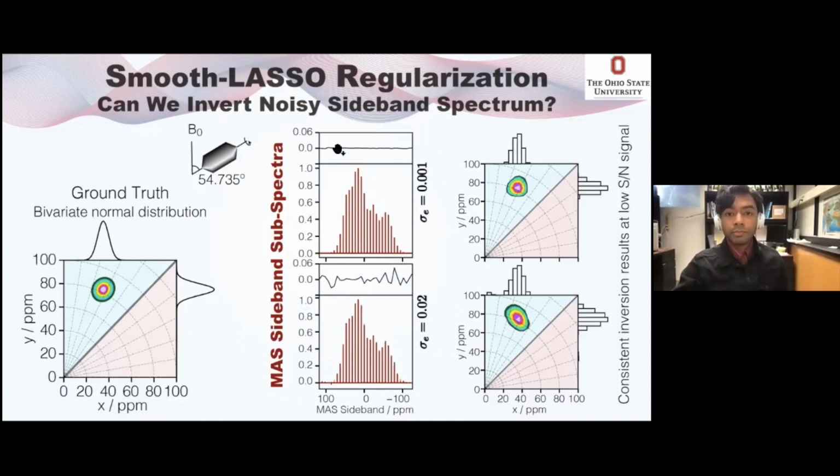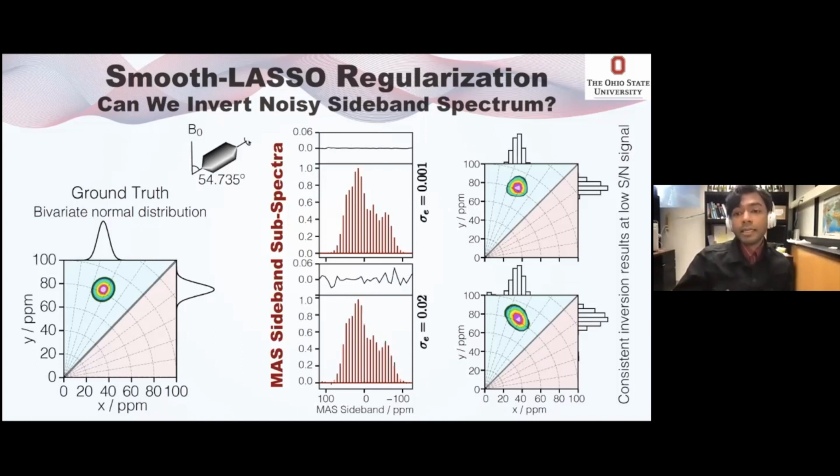And what I'm showing here on the top is the noise after you do the regularization. So that's actually the residuals. And on the right is the result of the inversion using smooth-LASSO regularization. And what we can see is if you have a lot better signal to noise, you get a better inversion. And if you have higher noise, then the noise manifests itself in the solution, giving it a broader distribution, which adds to the uncertainty in determining the distribution itself.